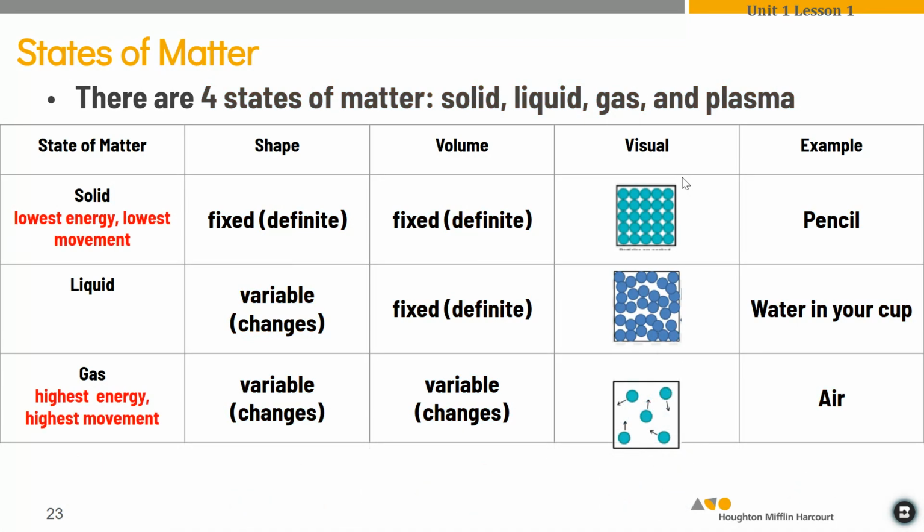And when we talk about states of matter, we're really just going to focus on solid, liquid, and gas. Solids, because they don't move, have the lowest amount of energy. And when we talk about the highest energy, or the ones that move the most, we're going to be looking at gases. So that's an important note to also add into your guided notes, that solids have the lowest energy, lowest movement, and gases have highest energy and highest movement.